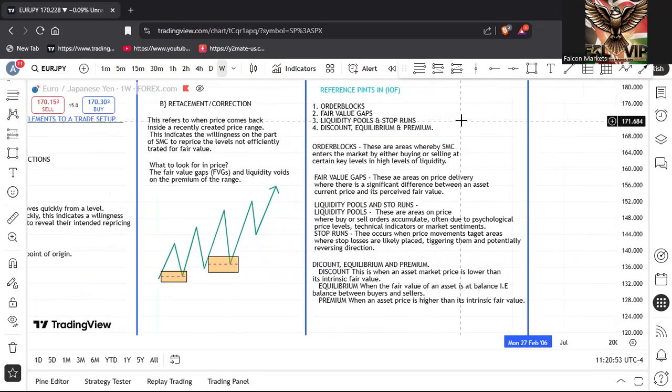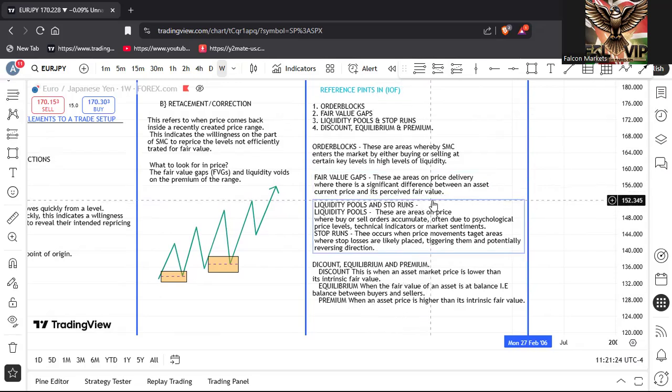Reference points in institutional order flow. The first ones are order blocks, fair value gaps, liquidity pools and stop runs, discount, equilibrium, and premium. Order blocks are areas where smart money enters the market by either buying or selling at certain key levels with high levels of liquidity. Fair value gaps are areas in price delivery where there is a significant difference between an asset's current price and its perceived fair value.